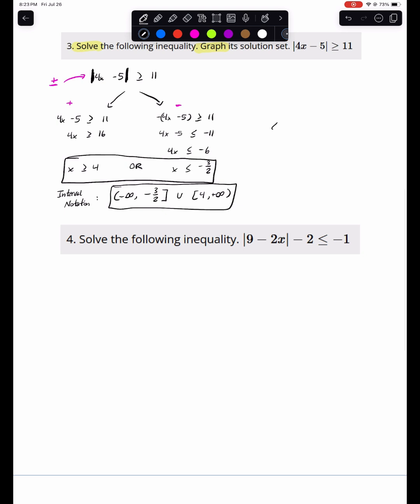And to graph this, we'll have negative 3 halves right over here. We have positive 4 over here. And we just do closed circle going to the right for 4, closed circle going to the left for negative 3 halves. And that is our graph.